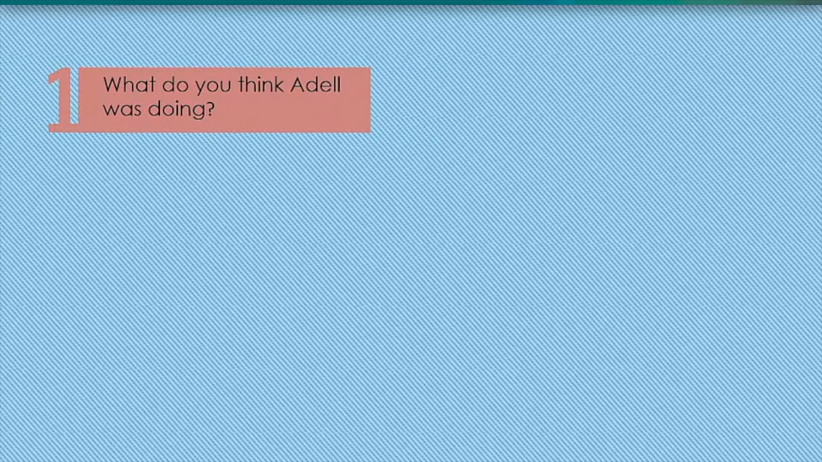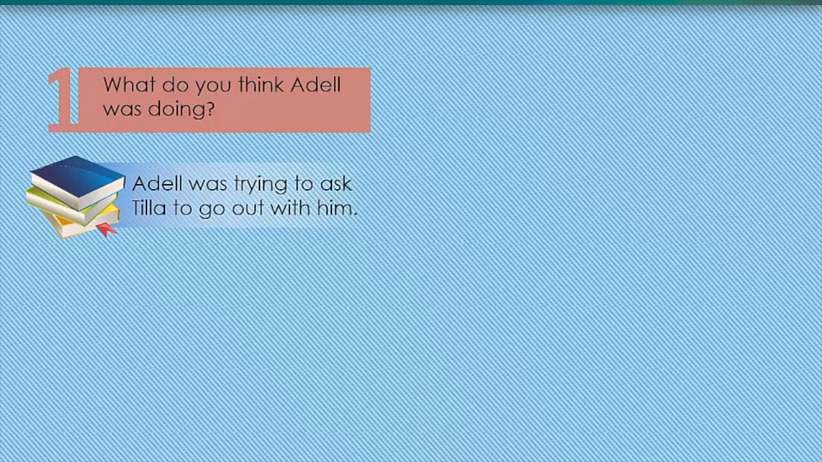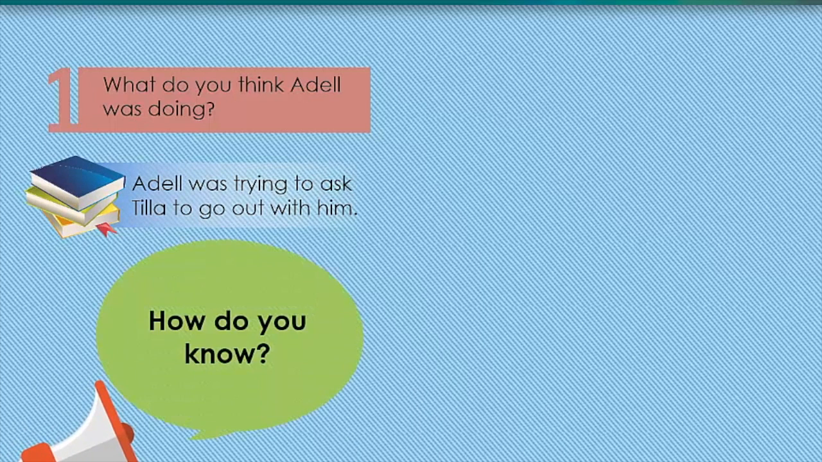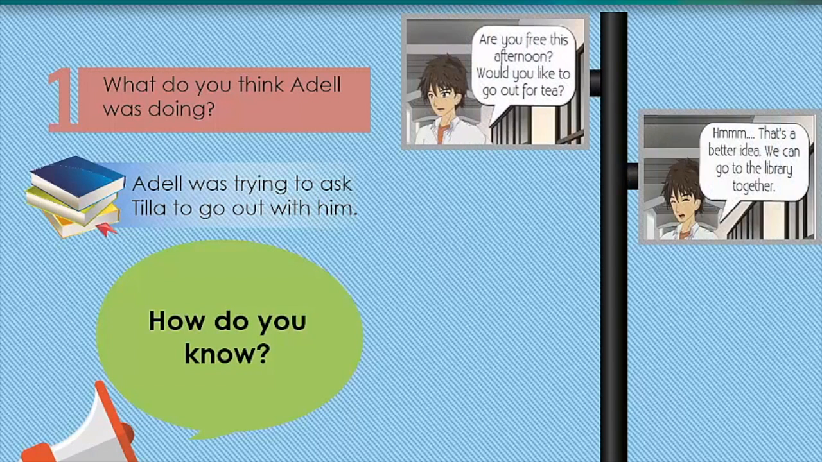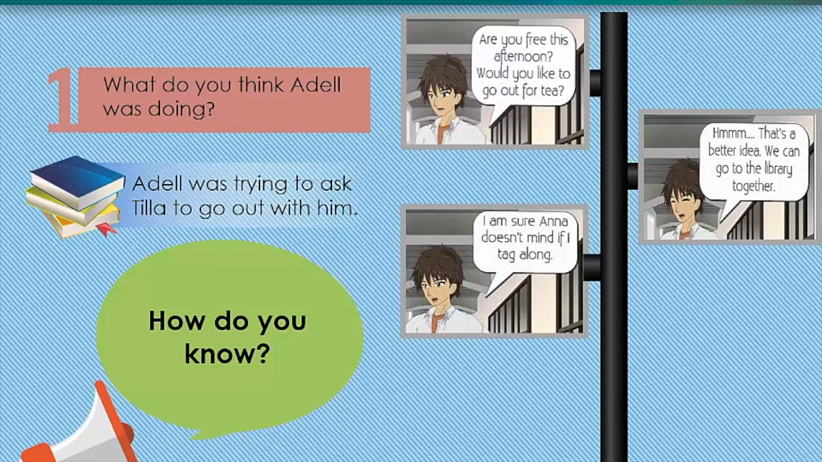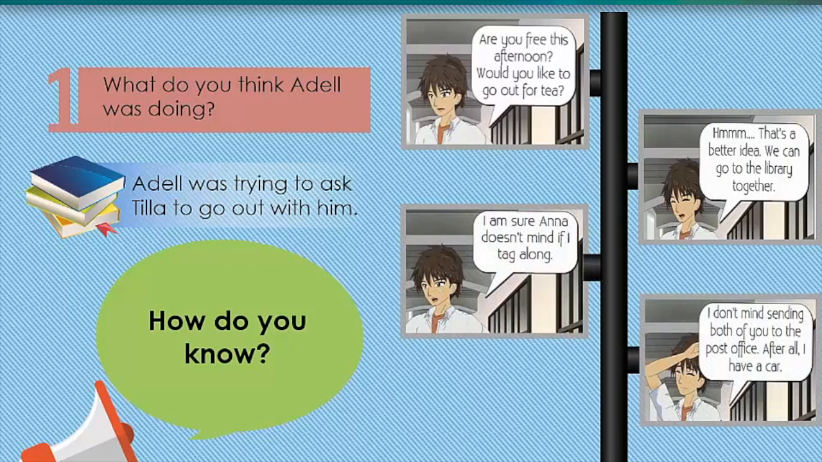Question 1. What do you think Adele was doing? Your answer? Adele was trying to ask Tila to go out with him. How do you know? Based on the following attempts made by Adele as shown in Picture 1, Picture 2, Picture 3, Picture 4, and Picture 5.